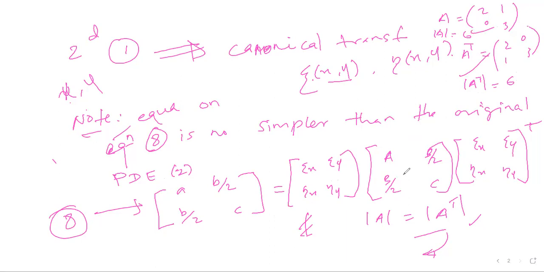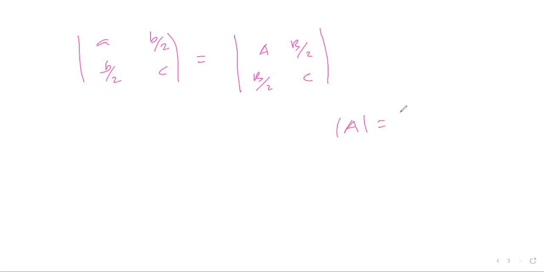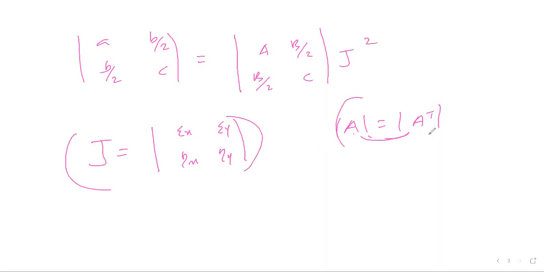I'll write in the next window. Hope you have copied this one. So if you take the determinant on both sides, let's say the matrix A, b by 2, b by 2, c, which is equal to A, b by 2, b by 2, c, and they say A is equal to A transpose. So whatever the zeta x, zeta y, eta x, eta y, again zeta x, zeta y, eta x, eta y transpose is also there. They say these two are equal. I already told you the Jacobian, we are taking the determinant of zeta x, zeta y, eta x, eta y, isn't it? So if both are equal, I can write Jacobian times Jacobian. So you can take it as Jacobian squared.